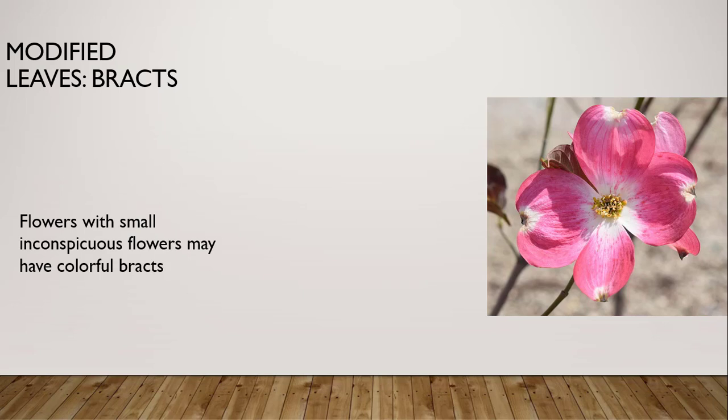And then, as I mentioned, some of these leaves are modified, and these are bracts. So this is a pink flowering dogwood. So the pink is actually a bract. The flowers are in the middle there. Those are those inconspicuous looking things. The bracts are just modified leaves.